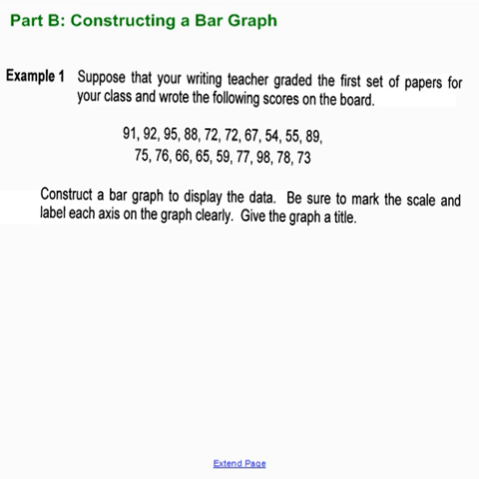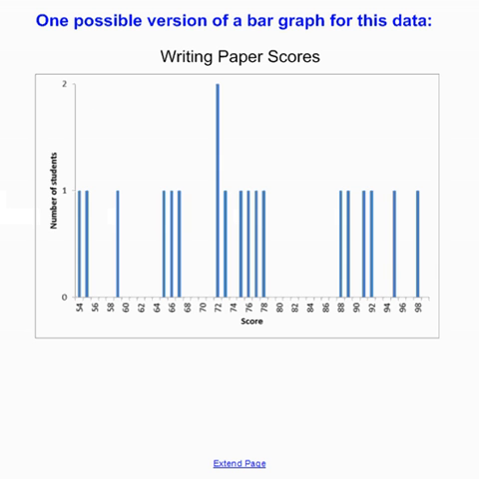So here's this data that we have, and we want to display it on a bar graph, and you always have choices to make when you make a bar graph. Different people might build a different bar graph. So I'm going to take this data and show you one possible way to display it. So I have a title for the graph, writing paper scores, and then I have number of students over here, and down here are the scores.